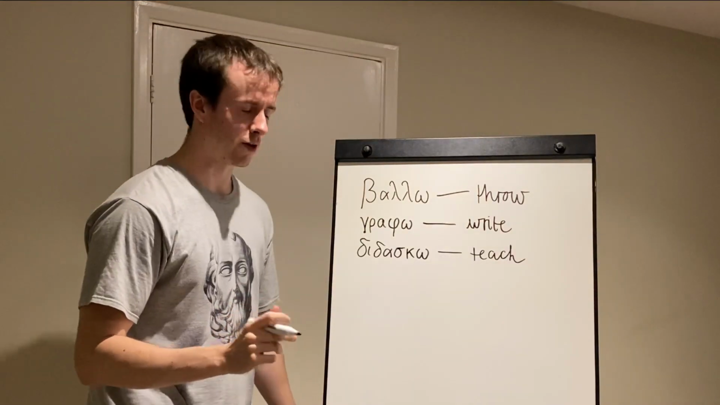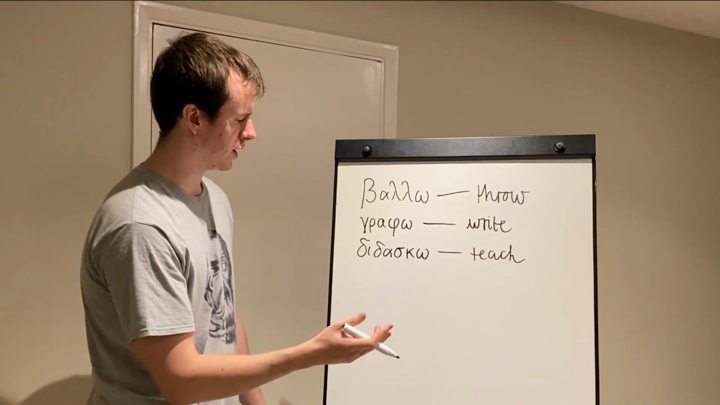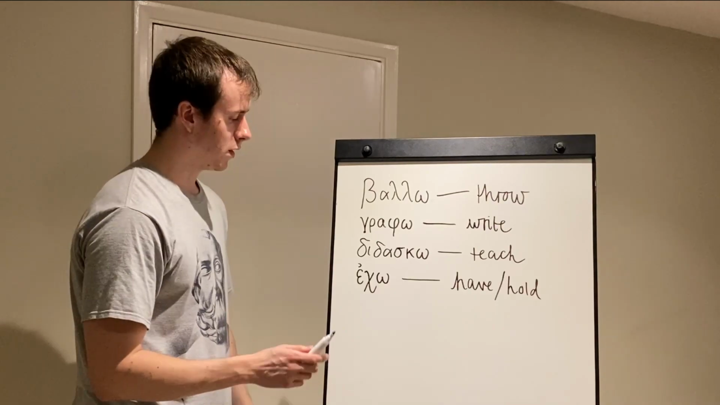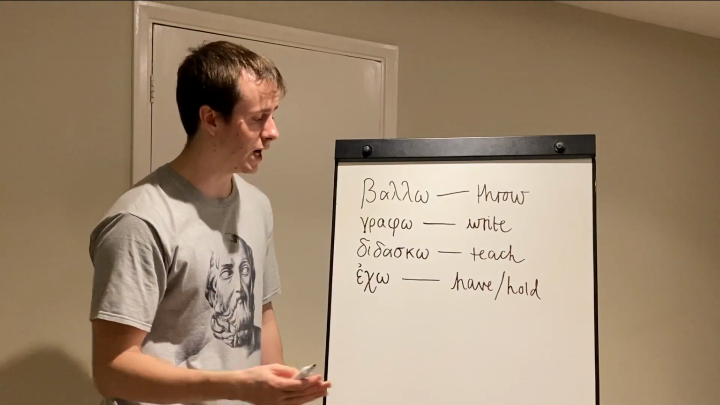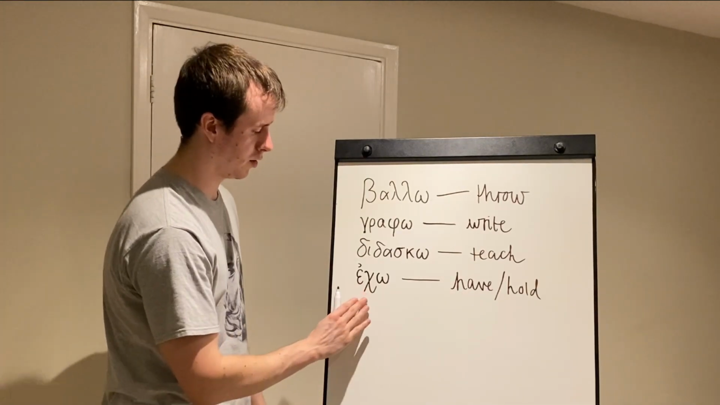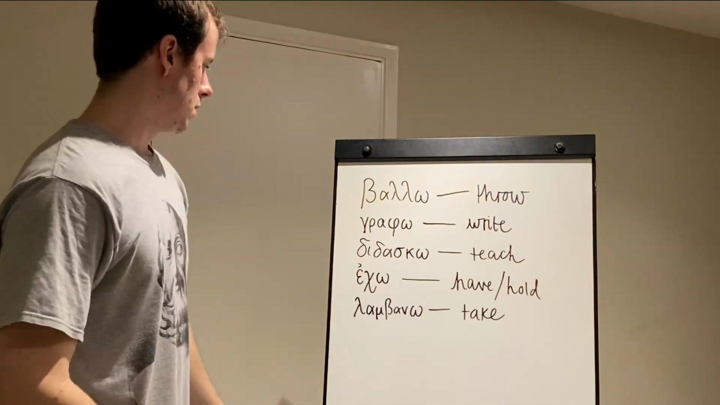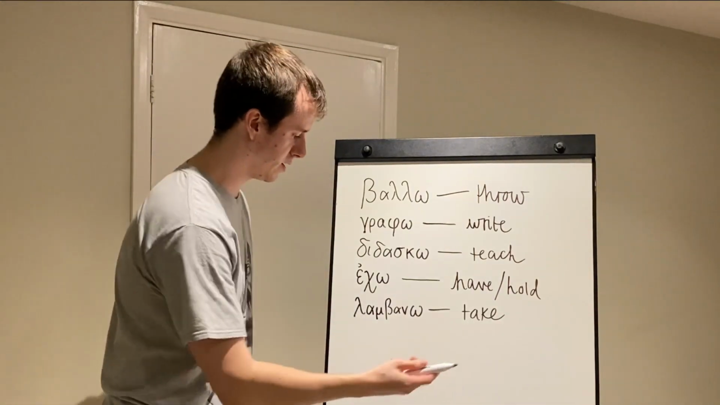The third verb I would like you to know is didaskor, which means to teach. This is where we get the word didactic from. The fourth verb I want you to know is echor, which means to have or to hold. I have given you 2 meanings here because these 2 meanings really are absolutely fundamental to this verb. The fifth verb I want you to know is lambanor, which means to take.